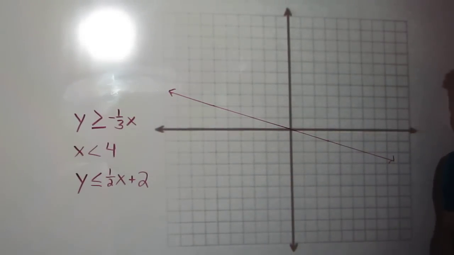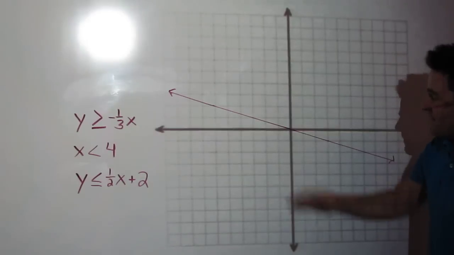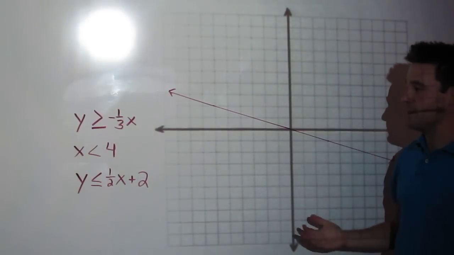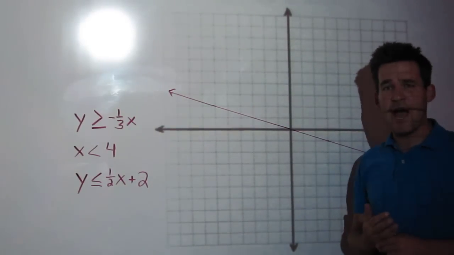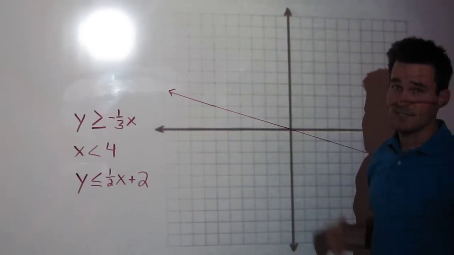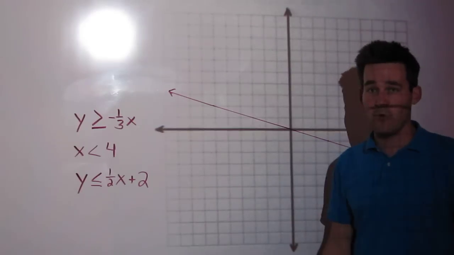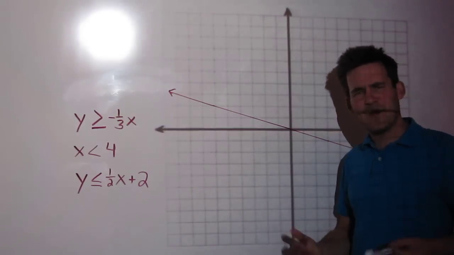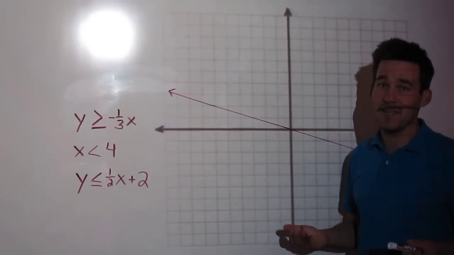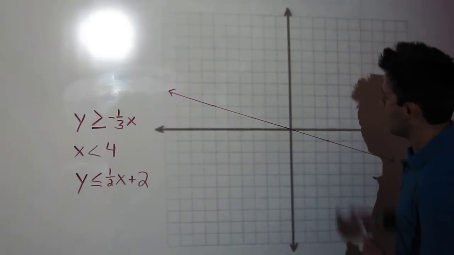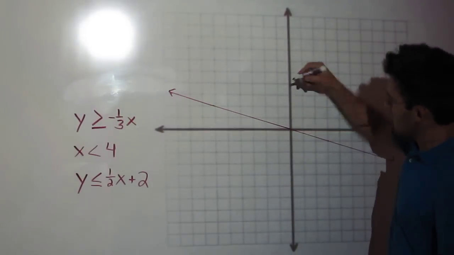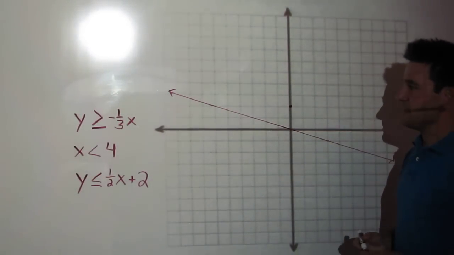The line we just graphed is called the boundary line. It divides the graph into two half planes. What we need to figure out now is which of the half planes represents a y that is greater than or equal to negative 1/3 x. The best way to do this is simply to pick a point and test it. Let's pick the point 0, 2, located right here.